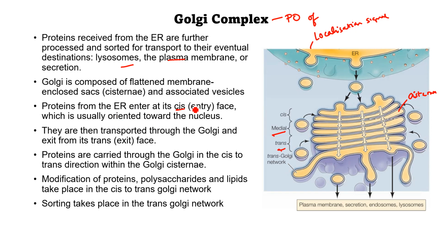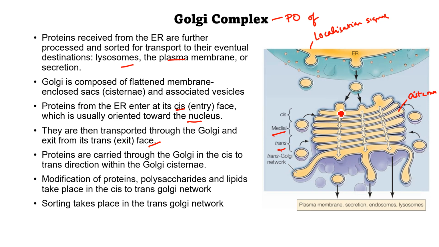The proteins from the endoplasmic reticulum will enter at the cis face and exit from the trans face, which is also known as the exit face. The cis face remains oriented towards the nucleus, and proteins are transported through the Golgi and exit from the trans face. The proteins are carried through the Golgi in the cis to trans direction within the Golgi cisternae. So this Golgi complex actually has a polarity.